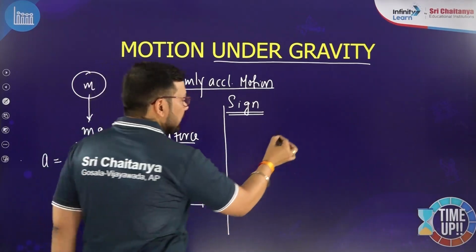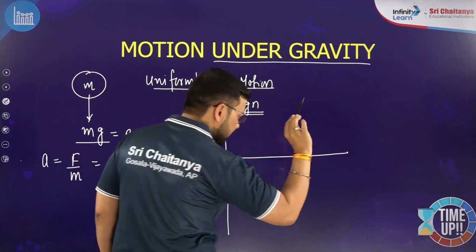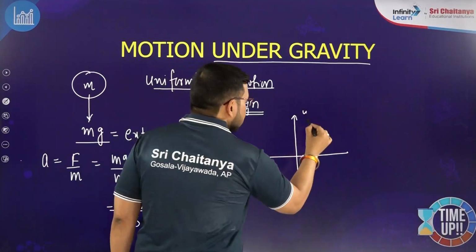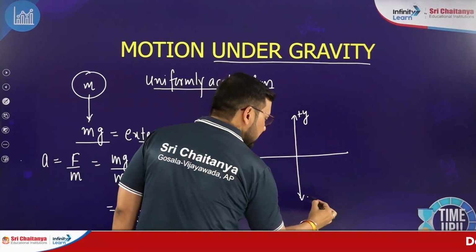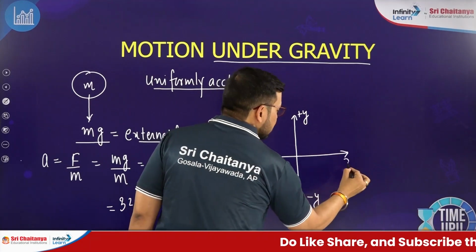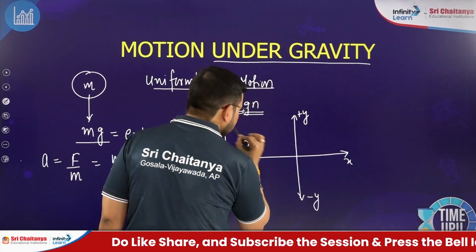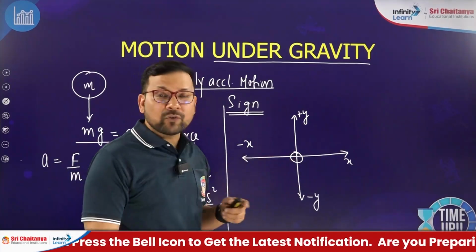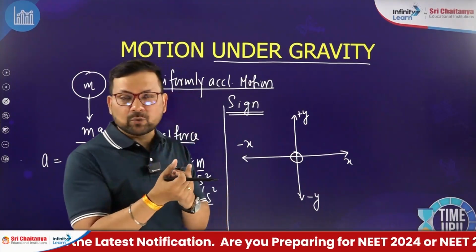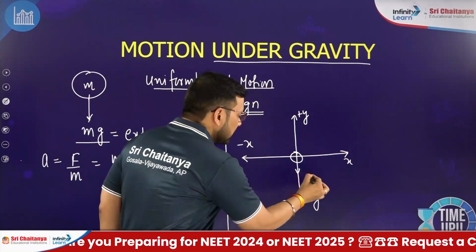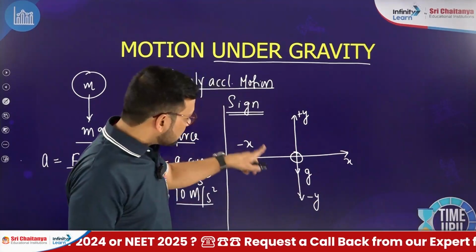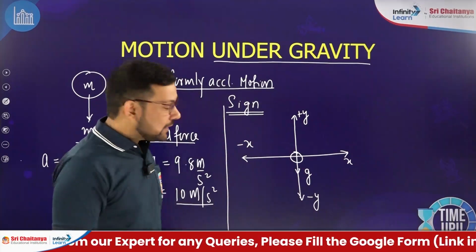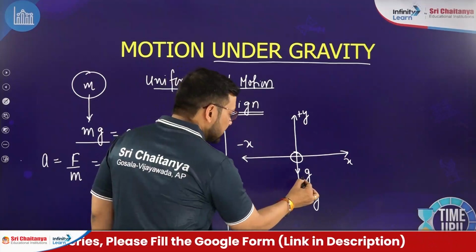Now suppose I take a general axis. I'm not talking about any hypothetical thing that is given in the question. So this is the y-axis positive, this is the y-axis negative, this is the x-axis positive, and this is the x-axis negative. If this is the origin, from where we are measuring, with respect to what we are measuring the motion, so where will g be? Downward, no. And according to this convention, g being downward is towards the negative y-axis, so I will take g with a minus sign.